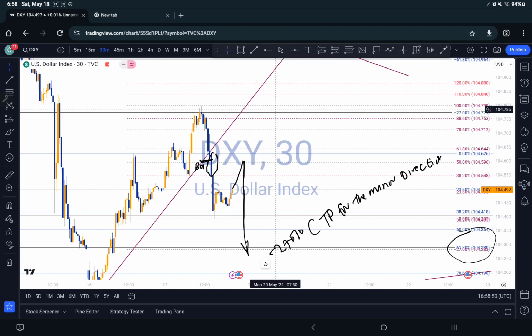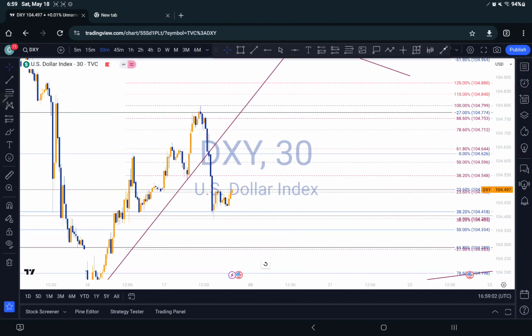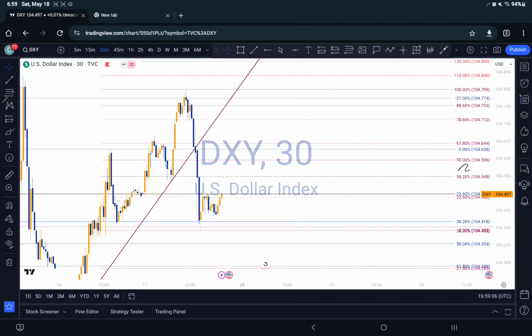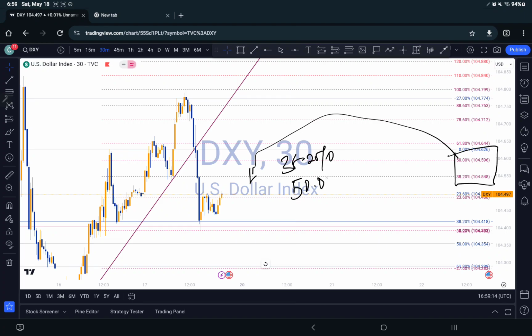And that will be the TP for the minor direction, which is the 61.8% fib level for the major direction, as we can see right here, so that's a possibility. Also, I am looking forward to either the 38.2% fib level or the 50.0% fib level as a reversal zone around this area right here.